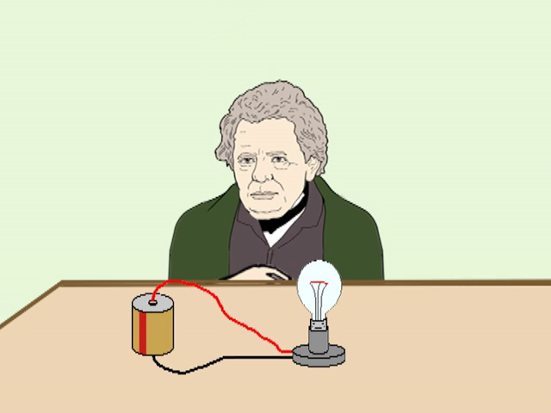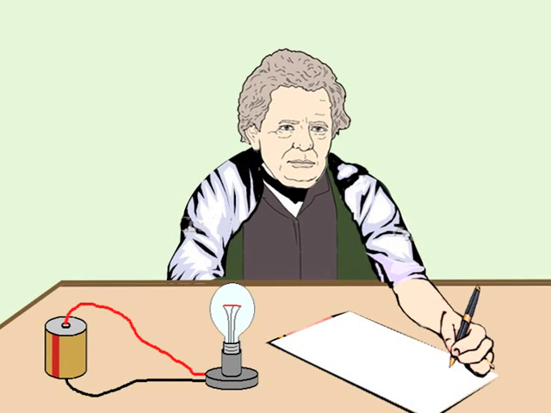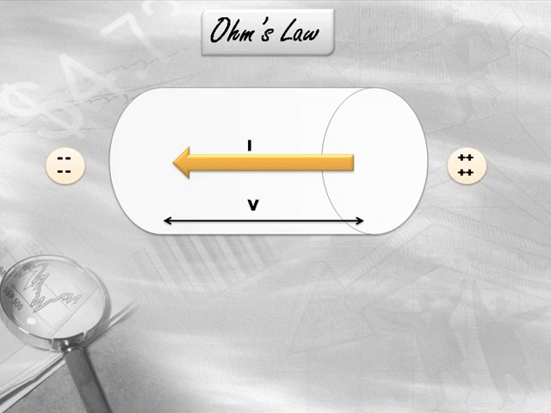He found that the current in a steady-state conductor is proportional to the voltage between the ends of the conductor. So if V is the potential difference of this conductor from point A to point B, and a current I flows through it, I is proportional to V. What Ohm also discovered was that current is inversely proportional to the resistance offered by a conductor.